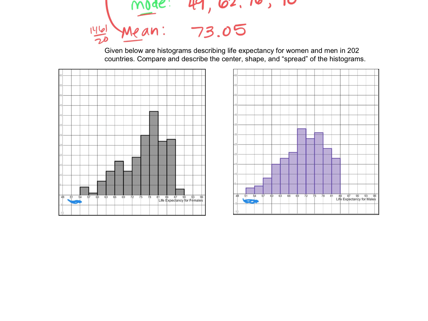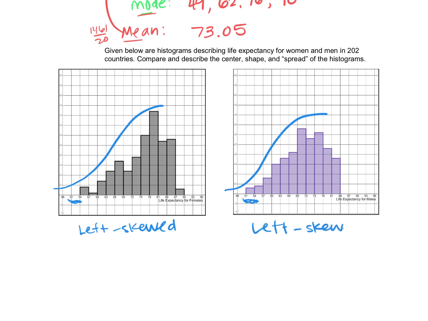Both of them, we'd say, are left skewed. Okay. So they're both left skewed. Remember that terminology is a little weird because it's actually like all the data is on the right, but that's why it's skewed left. All right, and let's see, what else can we notice? As a reminder, there were 202 countries this time.